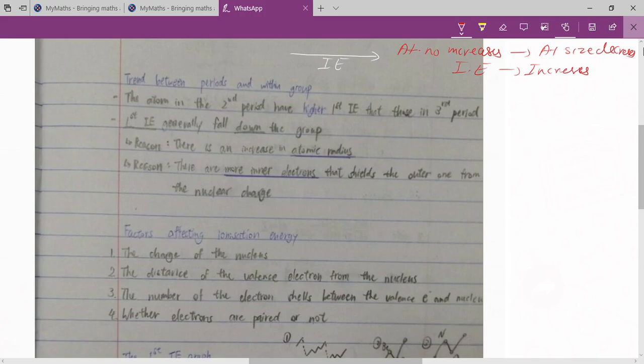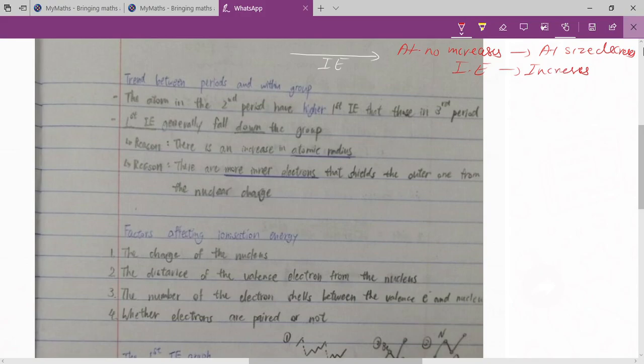Ionization potential. So regarding that, if we move from left to right, okay? Left to right. So ionization potential will increase. Why? Because atomic number will increase. That's why atomic size decreases.